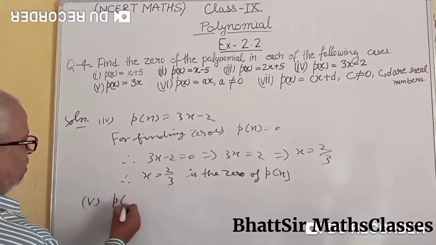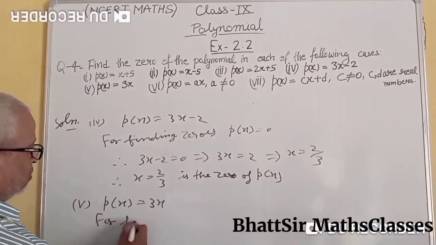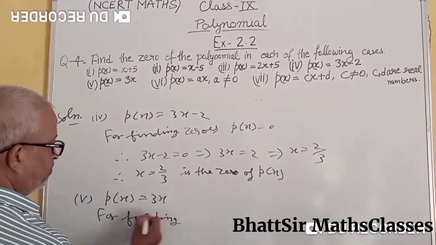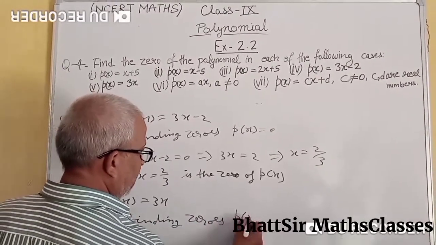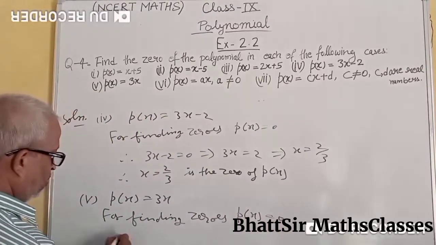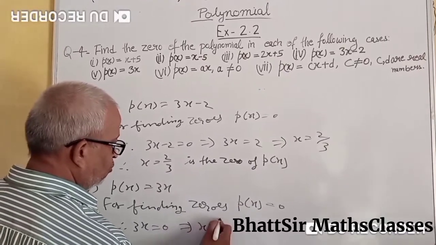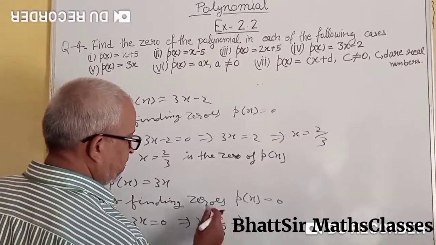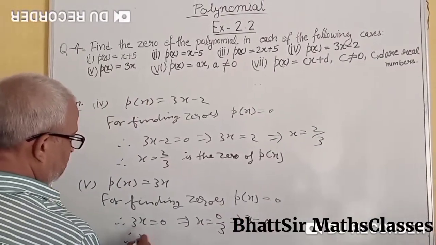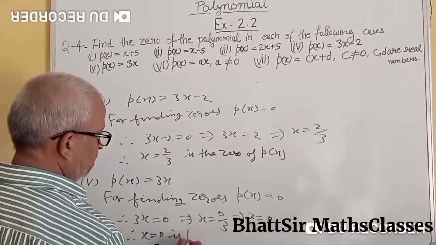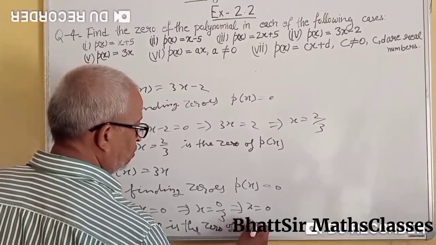Now I am attending the fifth part. P(x) equal to 3x. For finding zeros, P(x) equal to 0. Therefore, 3x equal to 0, implies that x equal to 0 upon 3, implies that x equal to 0. Therefore, x equal to 0 is the zero of P(x).